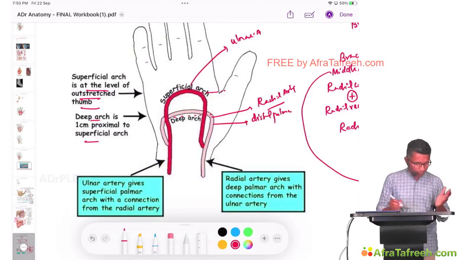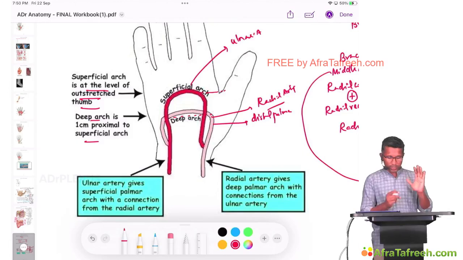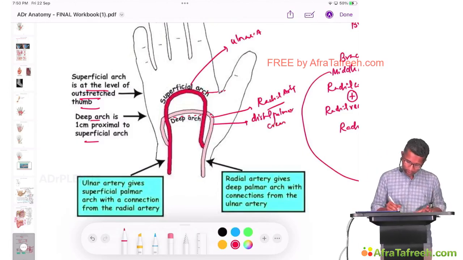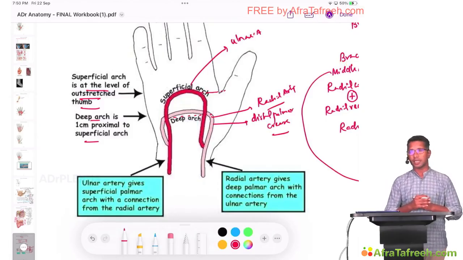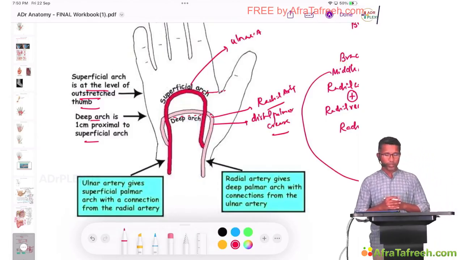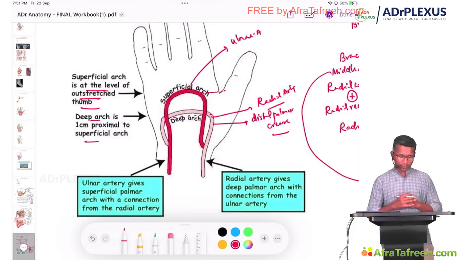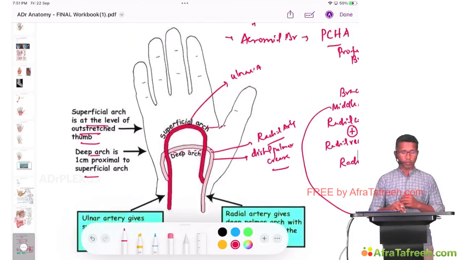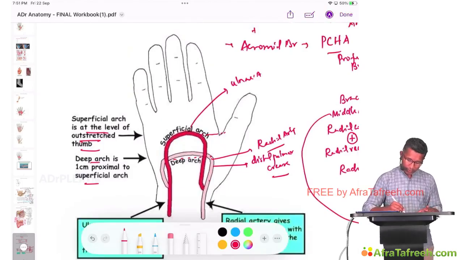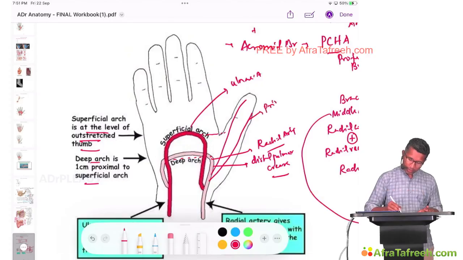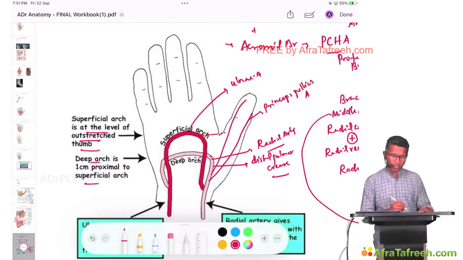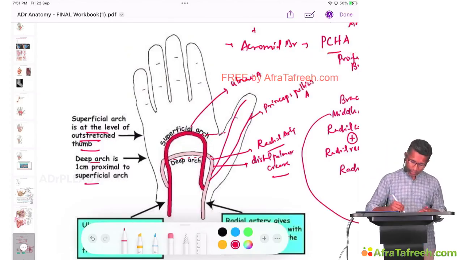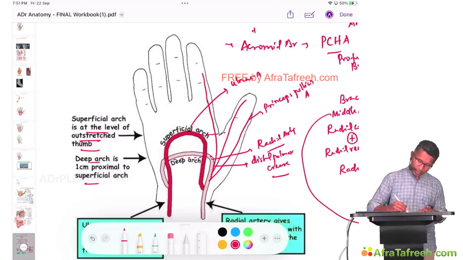If you see here, you can have a crease here. This crease is called the distal palmar crease. So the deep arch is formed at the level of the distal palmar crease. Now if you see the vessels of the palm, or the hand, from the radial artery you get the princeps pollicis artery to the thumb, and from the radial artery you get an artery to the index finger, that is called the princeps indicis artery.